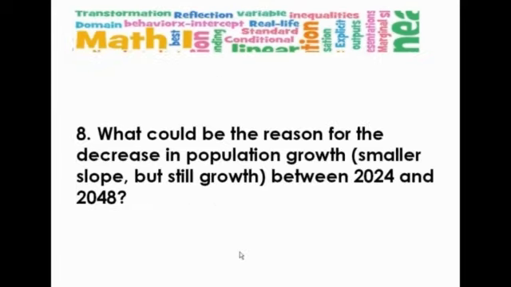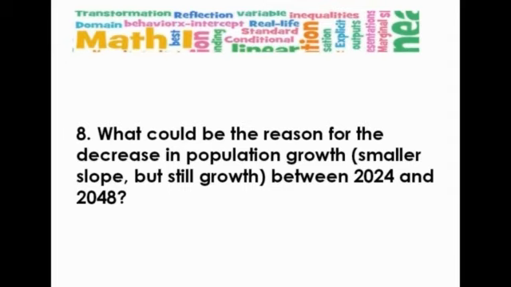And lastly, I asked them, what could be the reason for the decrease in population growth, as in smaller slope but still growth, between 2024 and 2048? Here again, the thought-provoking follow-up requires students to go back and look at the data in the context of the question and make a connection to possible real-life circumstances in the future. I tell them this is when they will use their understanding of math in the future, since we often get the question, when will I ever use this? And again, the math conversation that takes place leading up to these conclusions illustrates knowledge way beyond just skills.